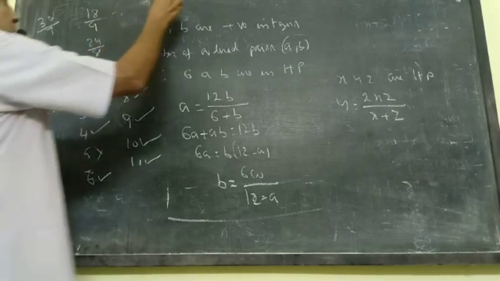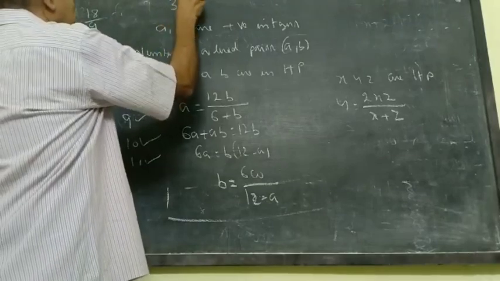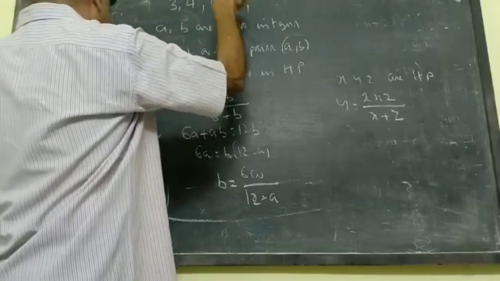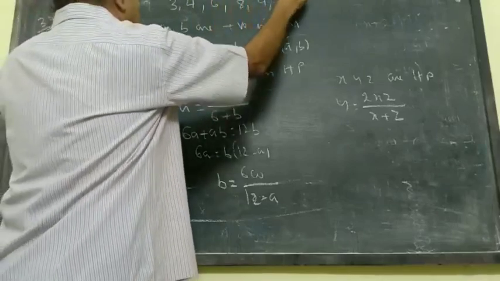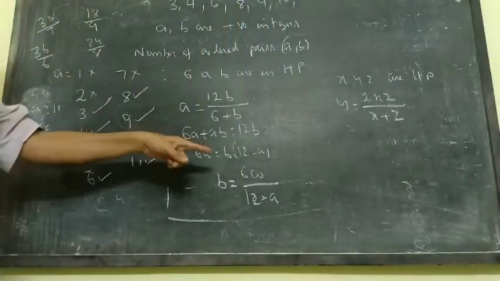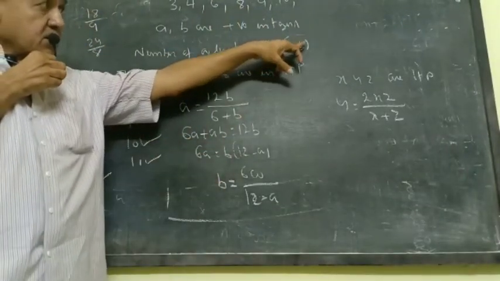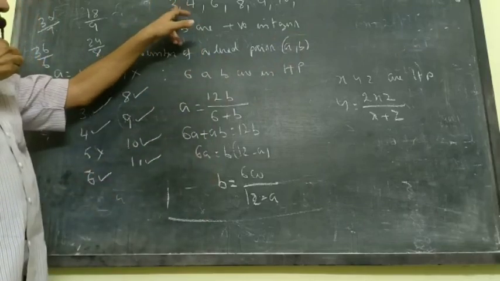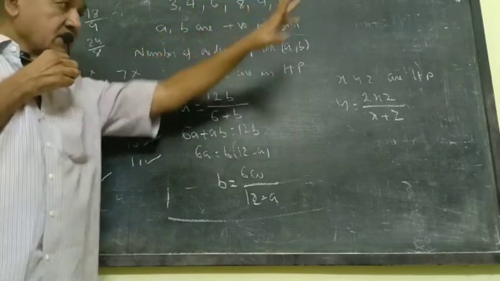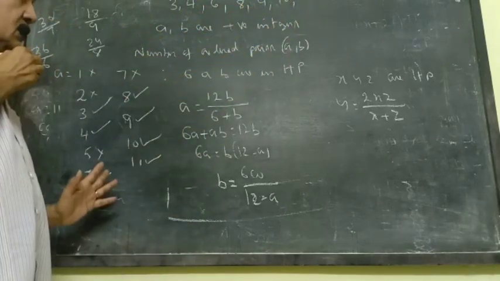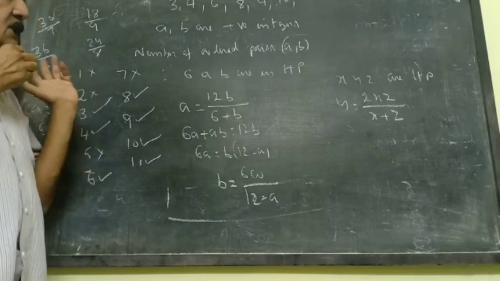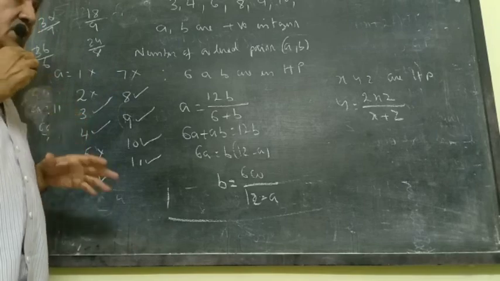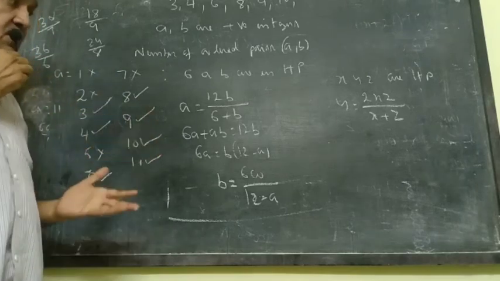The possible values of a are 3, 4, 6, 8, 9, 10, 11. For every possible value of a, there corresponds a b value. So how many ordered pairs are there? 1, 2, 3, 4, 5, 6, 7. There are 7 ordered pairs such that 6, a, b are in HP, where a and b are positive integers. I think it's a very simple question.